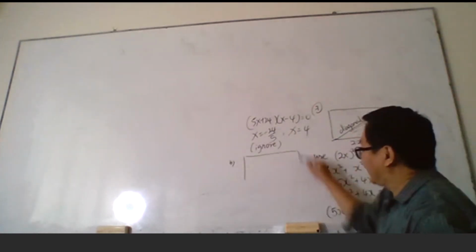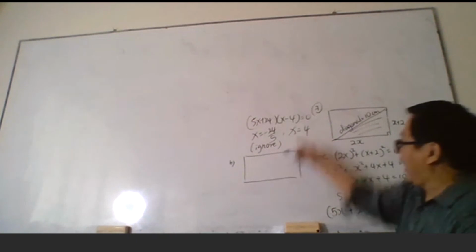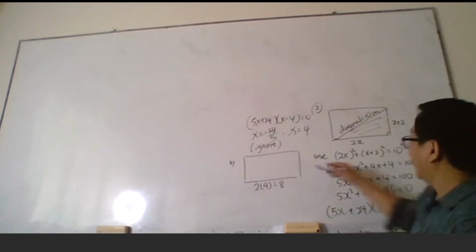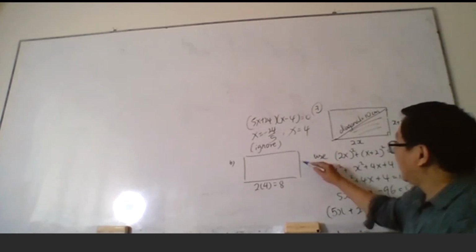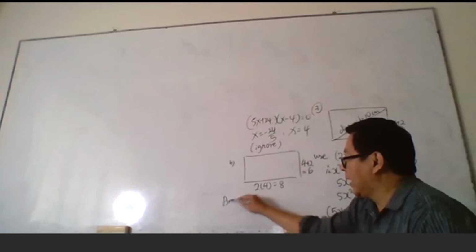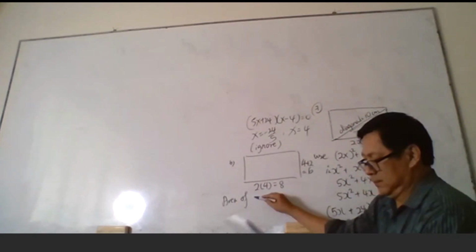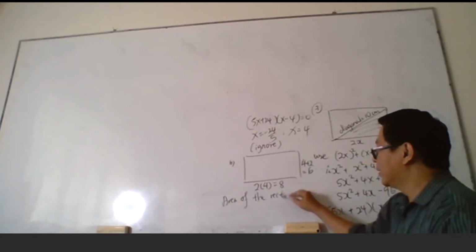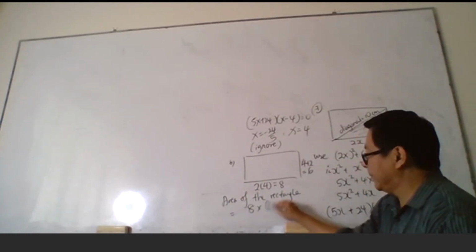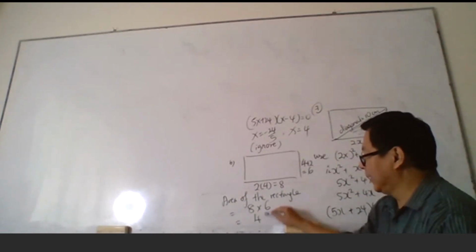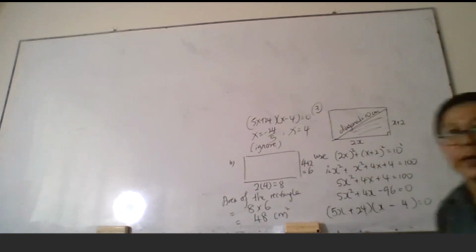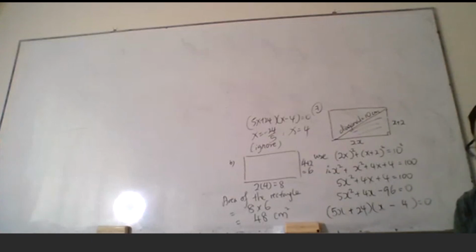So now, look at the rectangle. So your x will be 2 times 4. You get 8. Okay, so will be here. Another one will be 4 plus 2, you get 6. So the area of the rectangle, definitely will be 8 times 6. So you get 48 centimeter squared. Okay, short, nice, and simple.